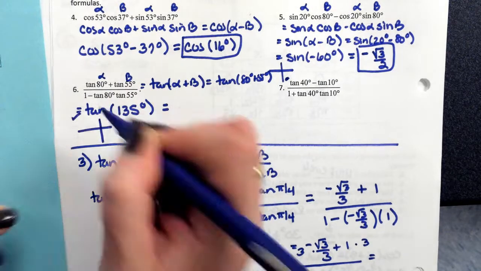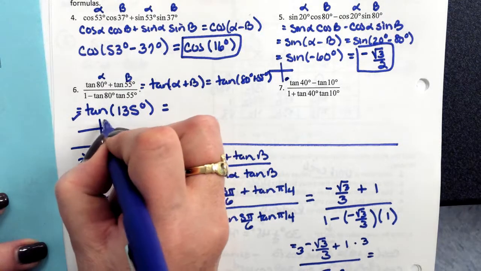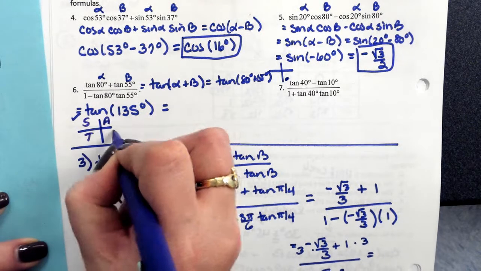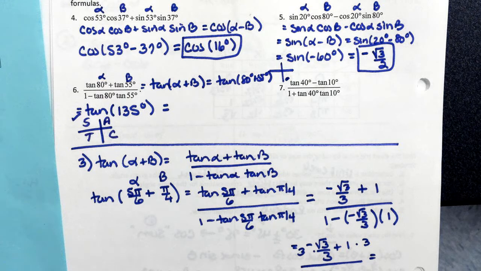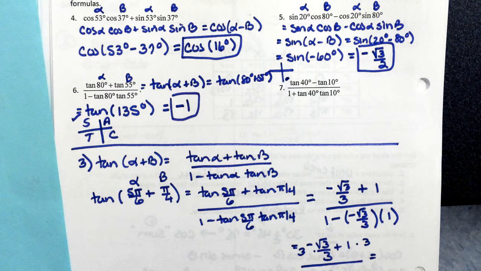Quadrant 2. So now the big question is, going back to your All Students Take Calculus, is tangent positive or negative there in quadrant 2? It's going to be negative. So remember, 135 degrees is a member of the 45 degree reference family of pi over 4. So what is the tangent of your pi over 4s, or the tangent of 45 degrees? It's going to be negative what? 1. Okay? So questions on 6.